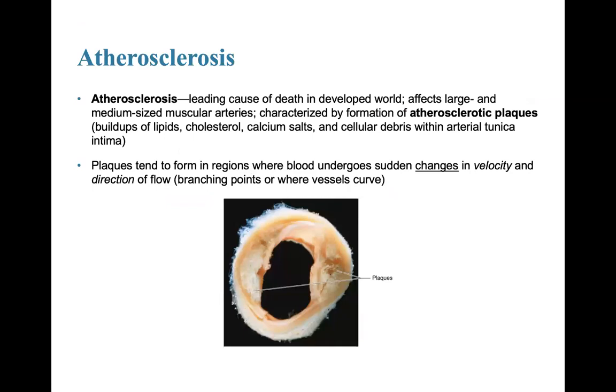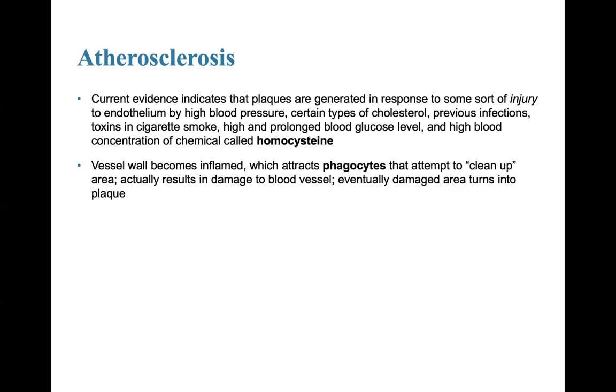Atherosclerosis, this is the leading cause of death in the developed world. It affects large and medium-sized muscular arteries, characterized by the formation of atherosclerotic plaques, or the buildup of lipids, cholesterol, calcium salts, and cellular debris within the arterial tunica intima. Plaques tend to form in regions where blood undergoes sudden changes in velocity and direction of flow. Branching points are where the blood vessel tends to curve.